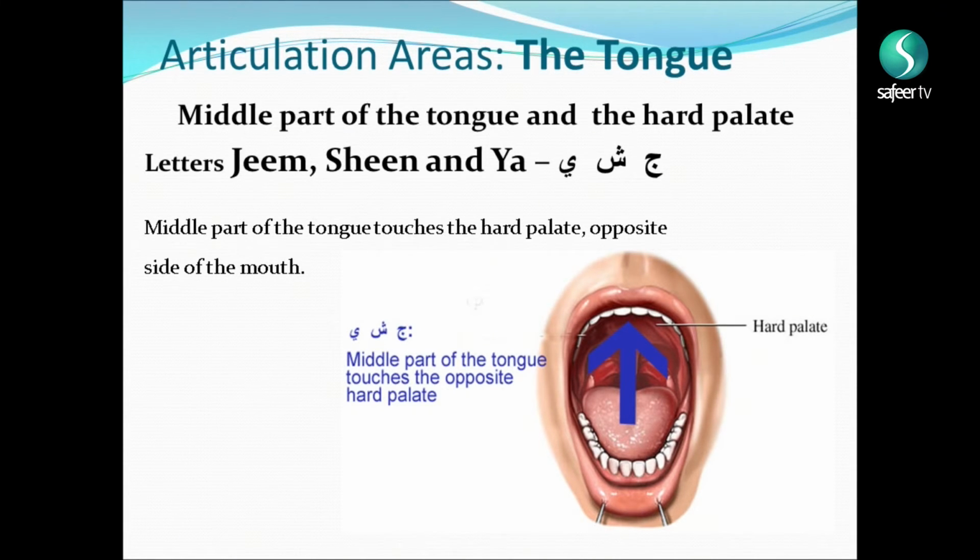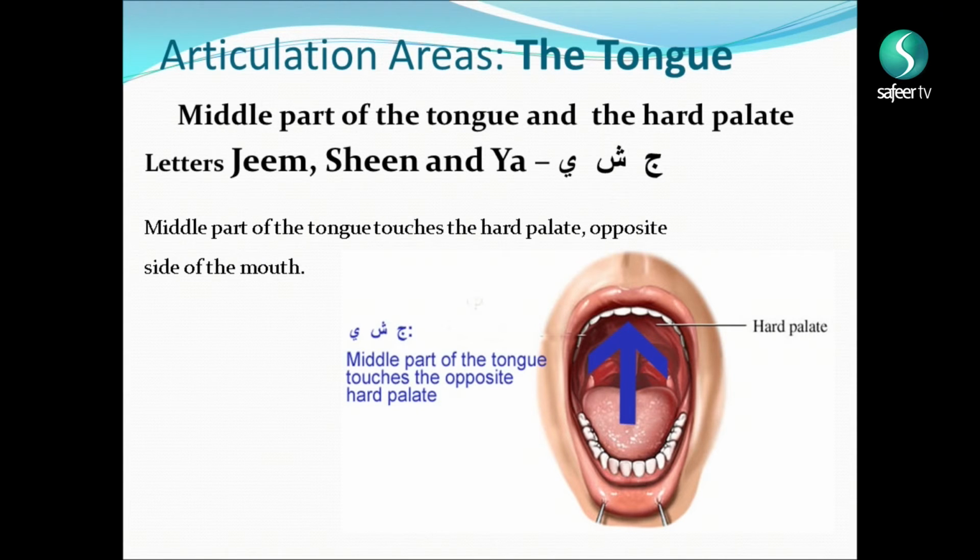The connection between letters Jim, Shin, and Ya, the touching is not the same. The Jim is too much because we say Aj, we have the connection, we have the touching, but for letters Shin and Ya, we don't have that touching. So we say Aj, we say Ash, and we say Ay. Aj, Ash, Ay. So these are the three letters.